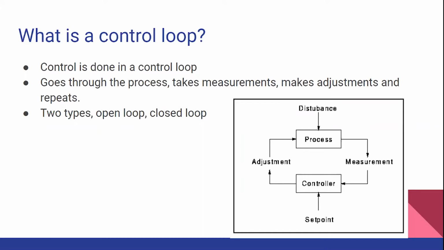Your measurement, your process variable, is your actual value. So you compare the two, you come up with an error, and you make adjustments based on the error and repeat the process until you have the least amount of error possible.